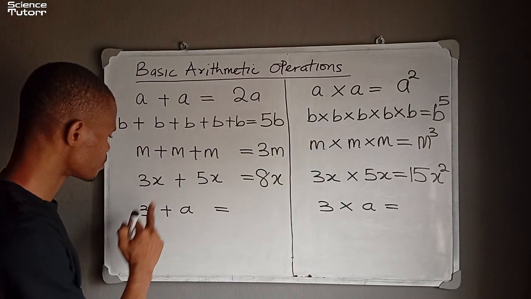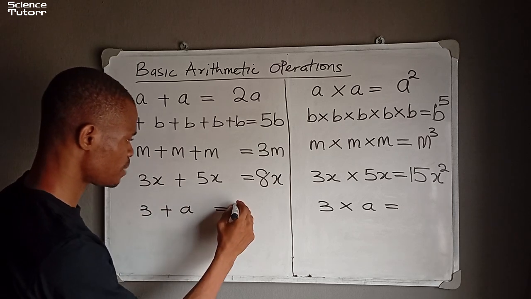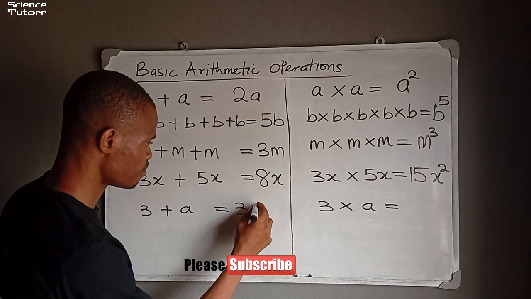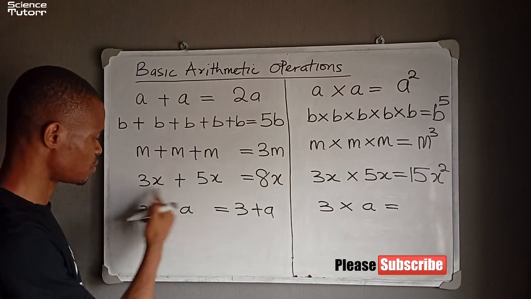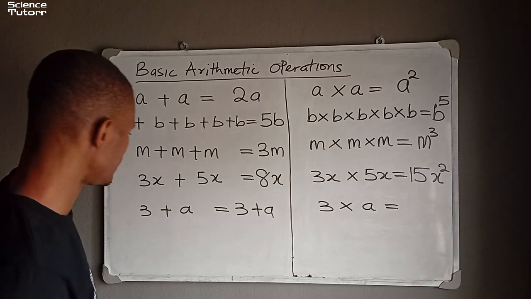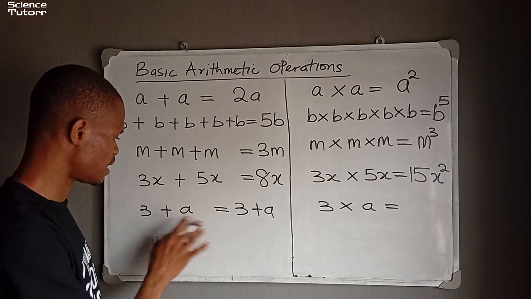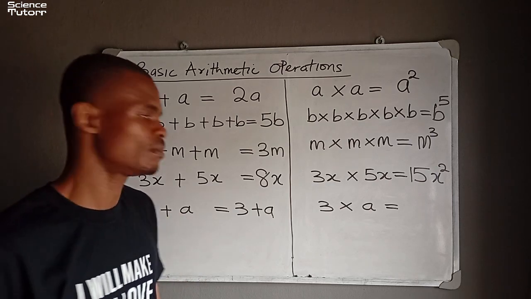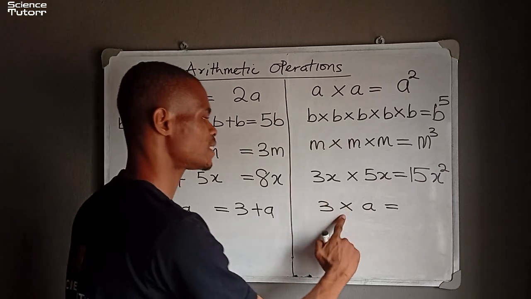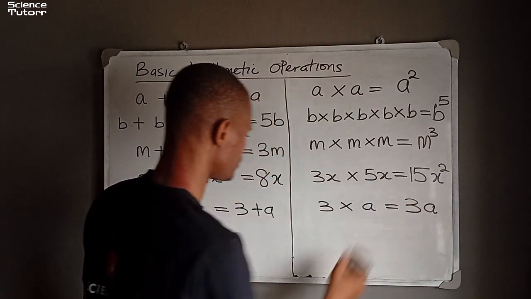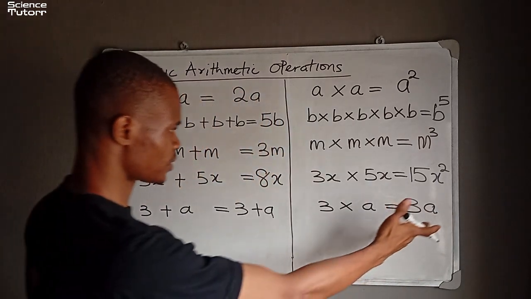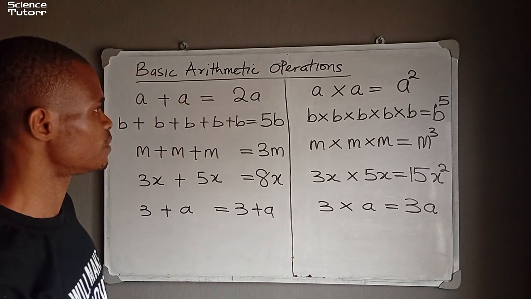And then finally, 3 plus a will simply give us 3 plus a. Why? This is a number, this is a letter, so it is impossible to add a letter and a number, especially when they have nothing in common. Now, in this case, 3 times a will give us 3a. Can you spot the difference in each of them?